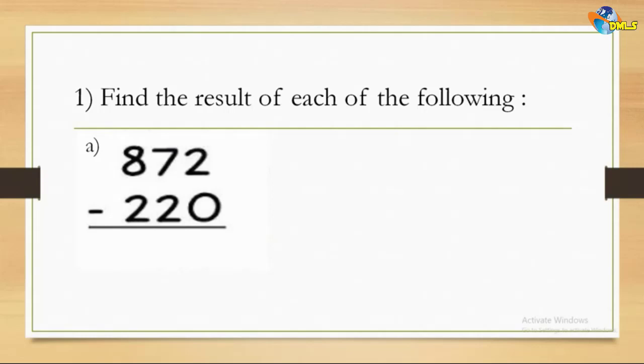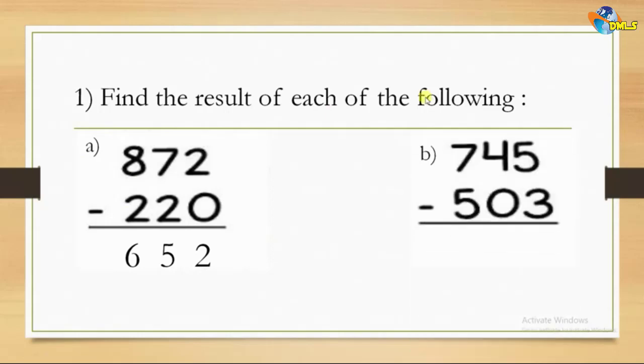Last digit, hundreds with hundreds. So I will subtract 2 from 8 and of course the result is 6. So the remainder is 652. Now students, it's your turn. Please think and answer question B. You have 10 seconds to think and answer.